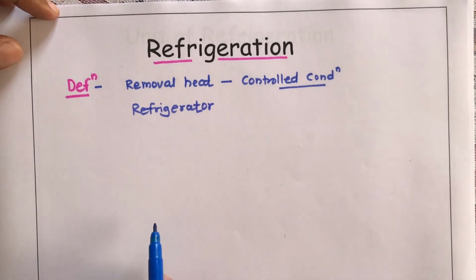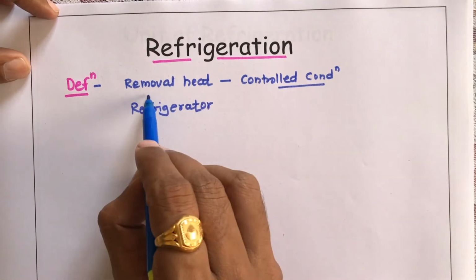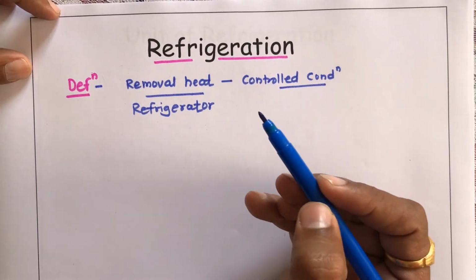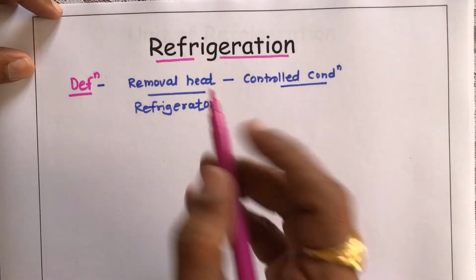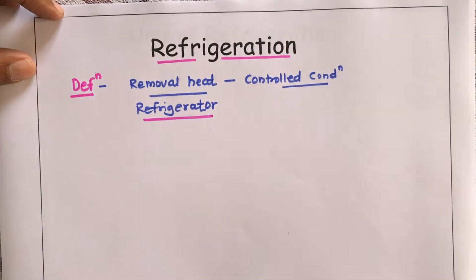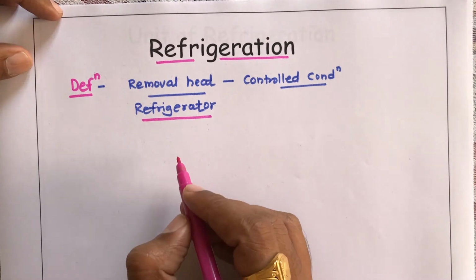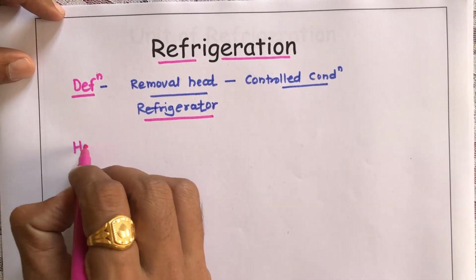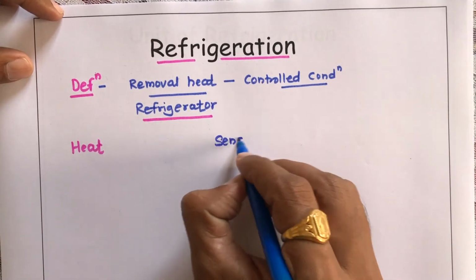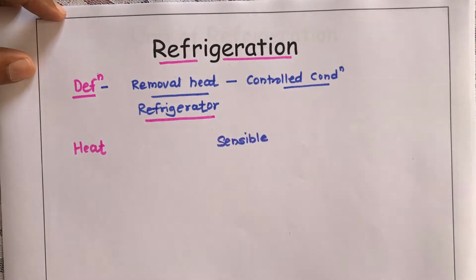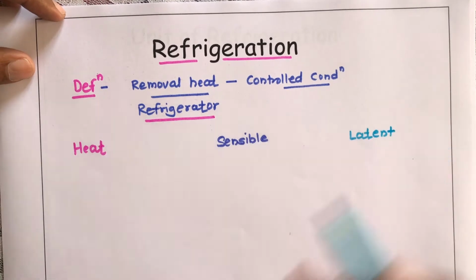I'll repeat once again how we can define refrigeration. It is nothing but the process of removal of heat from a substance under controlled conditions, and the device in which we are getting such an effect is known as a refrigerator. Now, as far as refrigeration is concerned, there are three terms: heat, and under heat there is sensible heat as well as latent heat. Now let us study one by one.